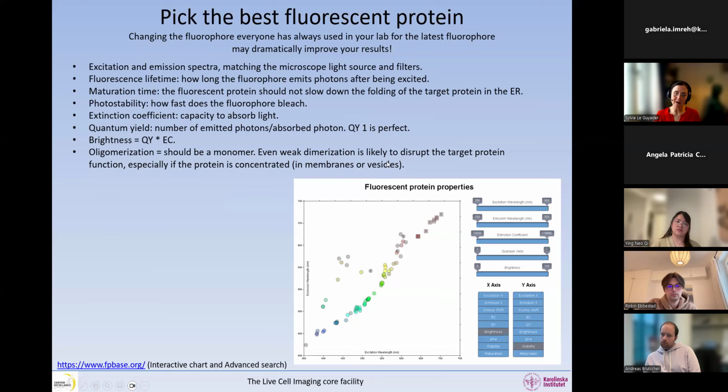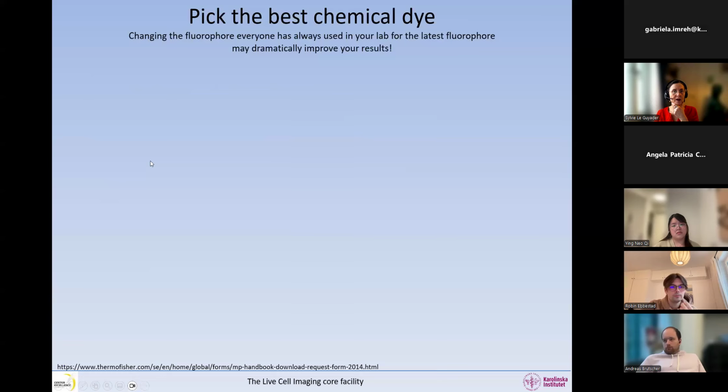So even a weak dimerization is a problem if your proteins are concentrated. For example, if you have a membrane or vesicle protein of interest and you fuse it to a fluorescent protein that dimerizes, even if it dimerizes weakly, because of the high concentrations, there is a risk that it dimerizes, and then the protein of interest behaves in a different way. Okay, so the oligomerization is important. So you're going to have to check all this, and you will practice that.